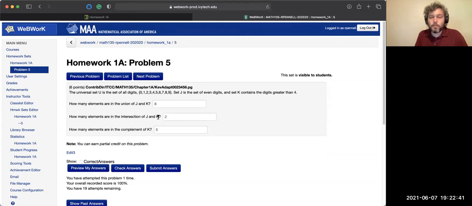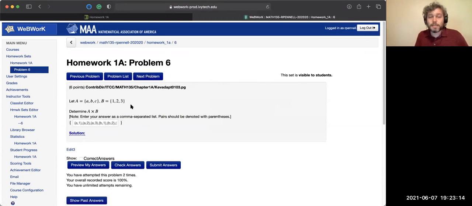Problem 5 is very similar to problem 4 in that we're given the set of digits 0 through 9. J is the set of even digits. Even numbers are divisible by 2 evenly. And set K contains digits greater than 4, so that would be 5 through 9. And you would find the union of those sets, the intersection of those sets, and the complement of K. But yours may vary since these are randomized.